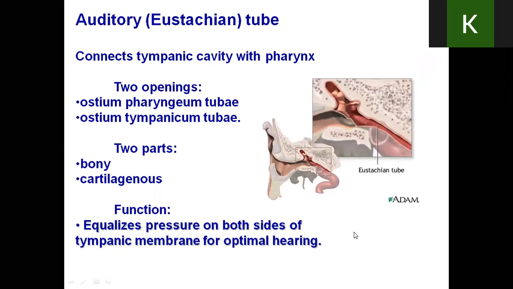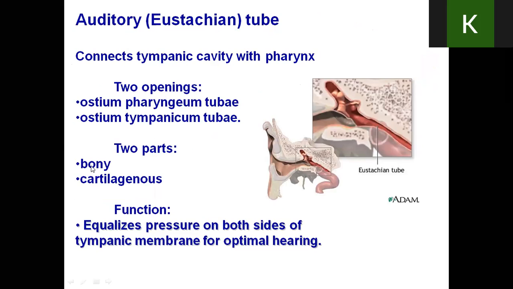From the middle ear, one tube goes to the nasopharynx, and that is called the auditory tube, also called the Eustachian tube. It connects the tympanic cavity with the pharynx. And which part of the pharynx? Nasopharynx. 2 openings, one on the middle ear and the other on the nasopharynx.